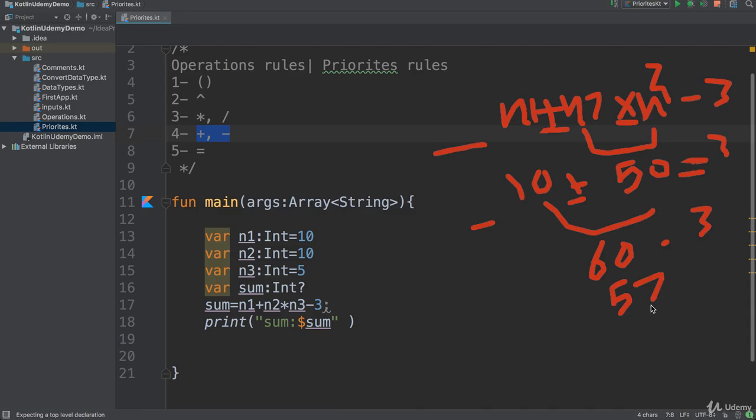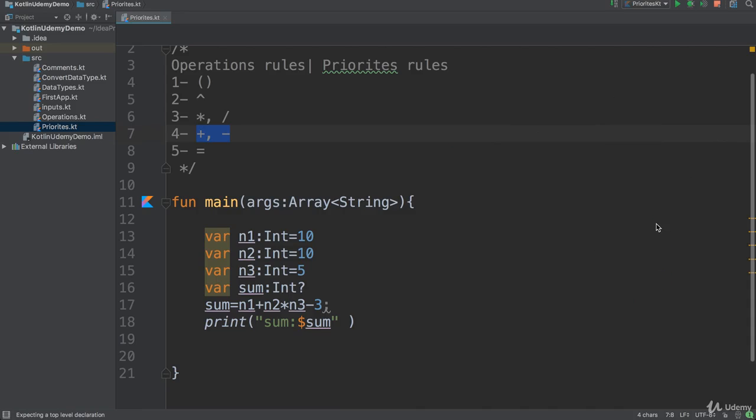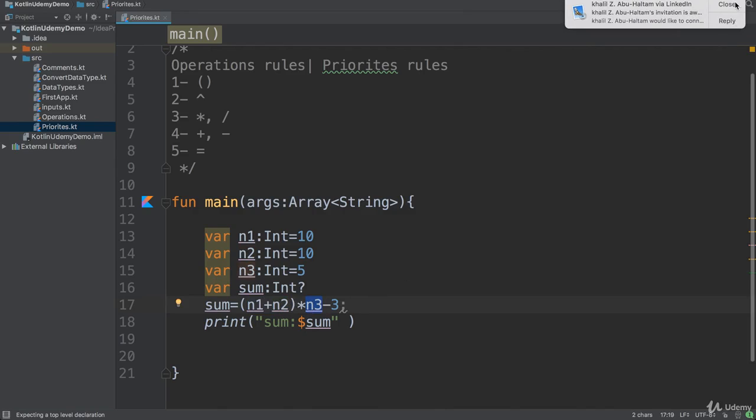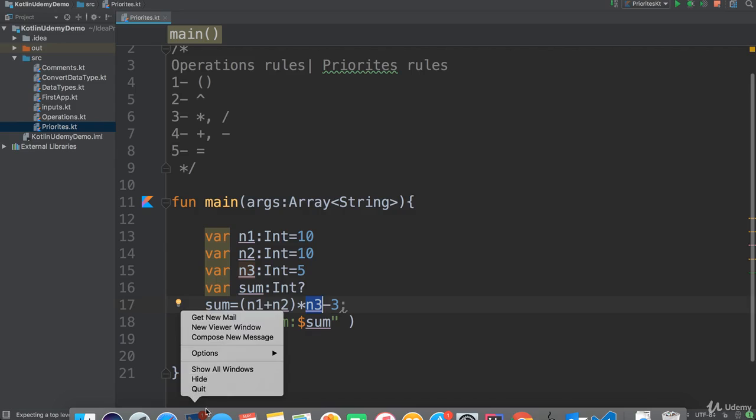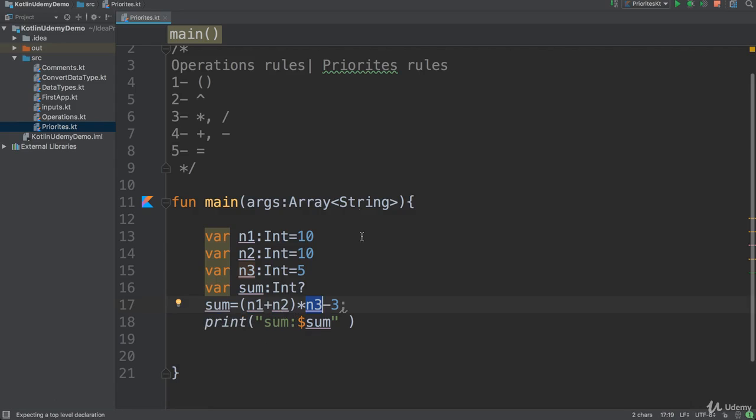Now wait, how do I fix this problem? I want my code to run this process first, then multiply them by the number, then subtract them. So just add them between brackets and your problem will be fixed. Because the bracket here has high priority, the first thing to run will be anything between brackets. So first of all, he will add these two numbers, then he multiplies by this number, then he subtracts from that number. So this is a very, very basic process you have to learn.